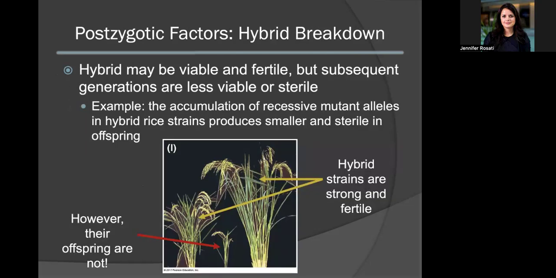Another postzygotic factor is hybrid breakdown. This occurs when hybrids are indeed viable as well as fertile, but their subsequent generations are less viable or sterile. This example could be illustrated by looking at the accumulation of recessive mutant alleles in hybrid rice strains. As these generations continue, they produce smaller offspring as well as eventually producing sterile offspring.